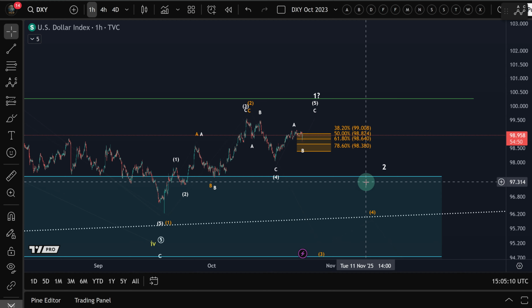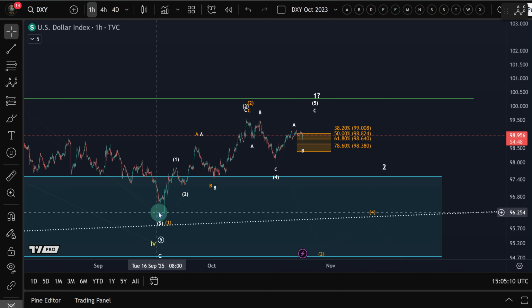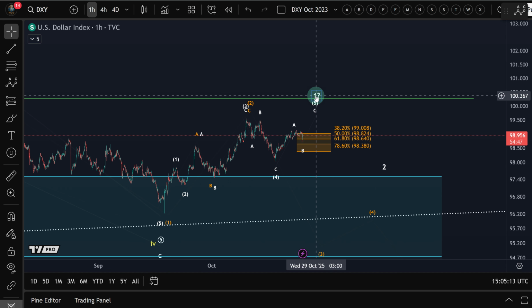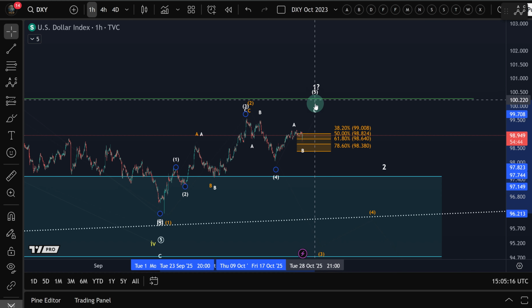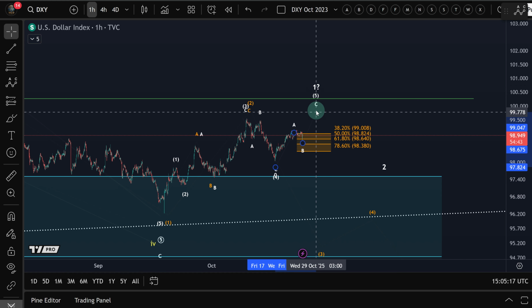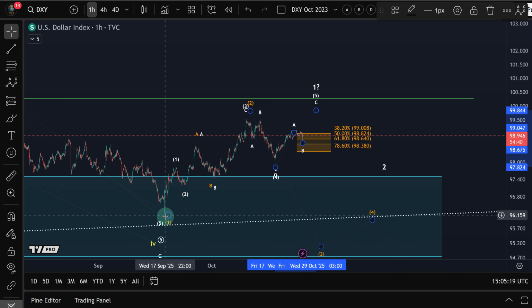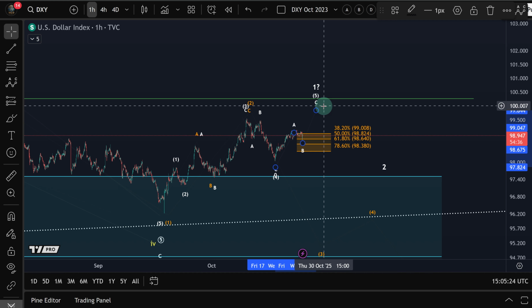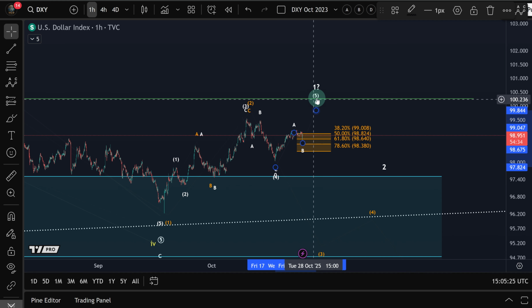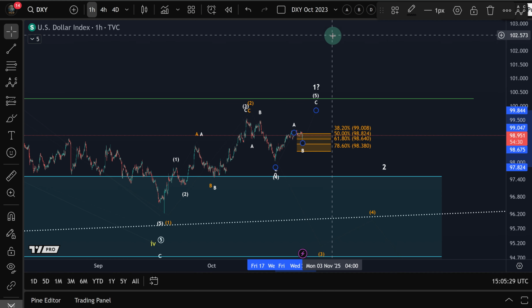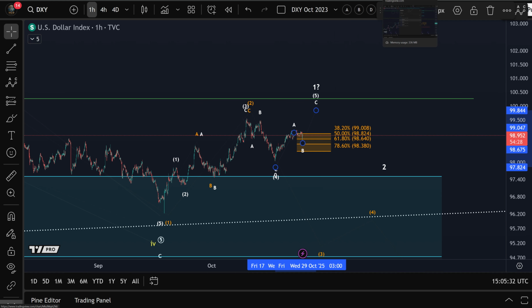I think it's time for another update because the DXY is starting to look promising. What I talked about in the last video updates is that 5-wave move up from the Wednesday 17th of September low that might be unfolding here. We want to see a 5-wave move up because it opens the door to a multi-year rally, and I will show you that on the larger time frame.